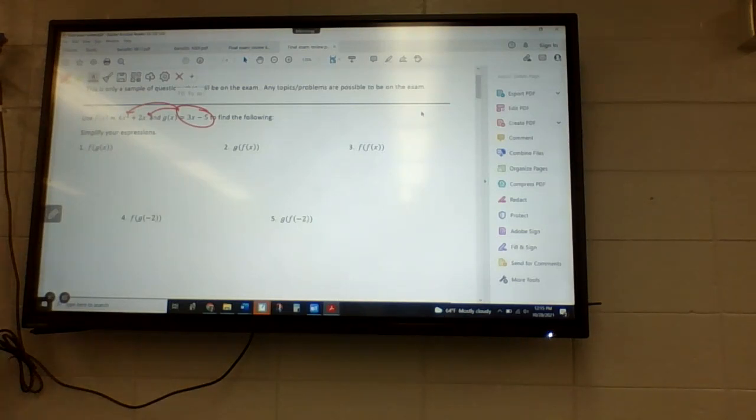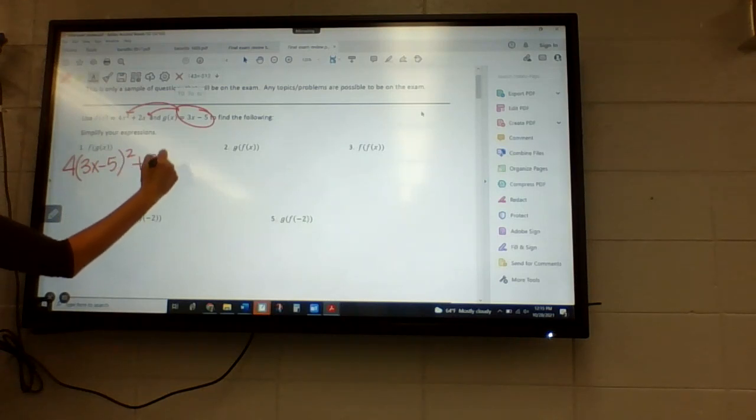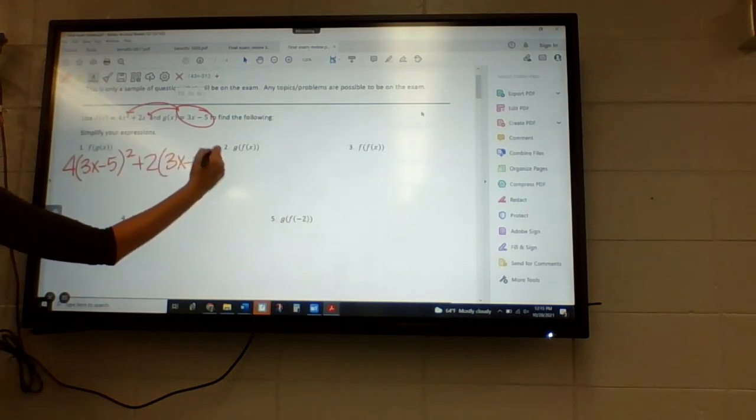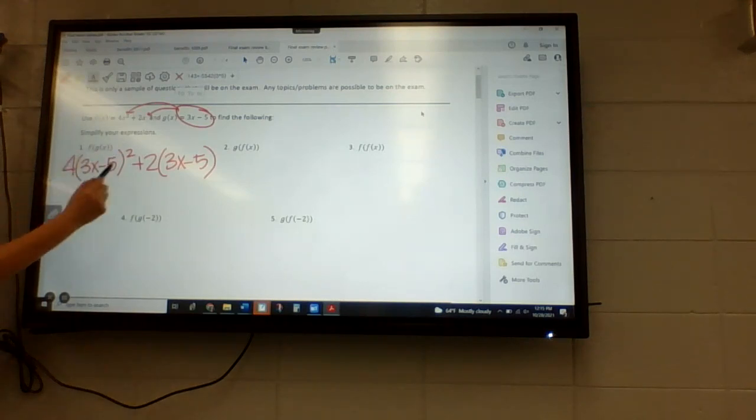So it's 4 and then parentheses, this 3x minus 5, that has to be raised to the 2nd power, plus 2 times 3x minus 5. So taking a minute here, understanding what's going on, we're putting that g into both places the x shows up. So now I need to actually FOIL this part.